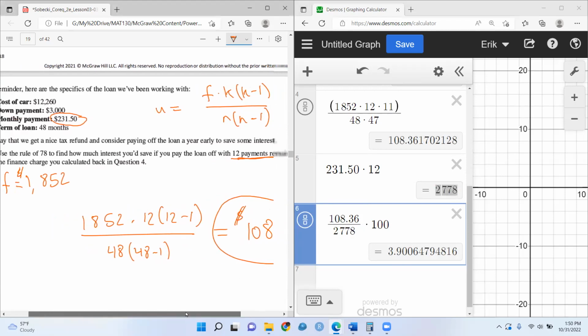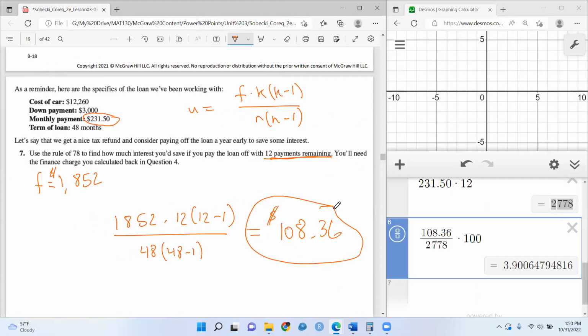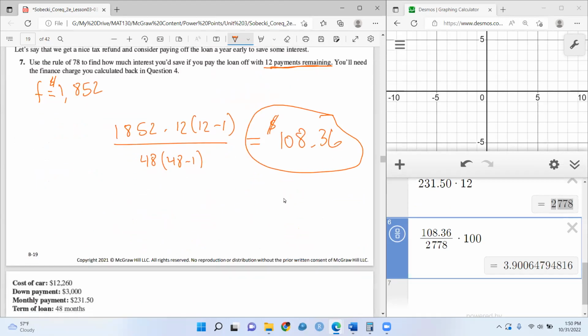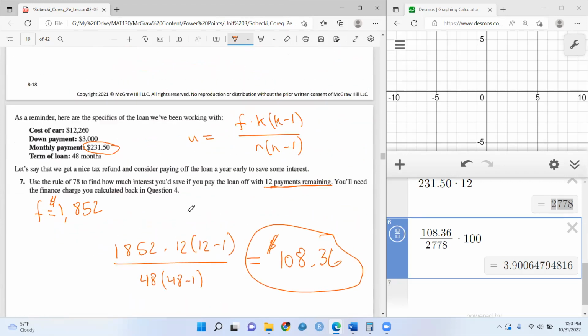So that's the thing you should think about anytime you're thinking, should I pay this loan off early? You want to look at how much money you're actually going to save by paying it off. Typically, credit cards are always worth it because they have such huge amounts.